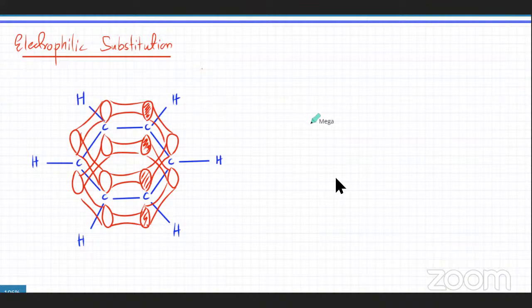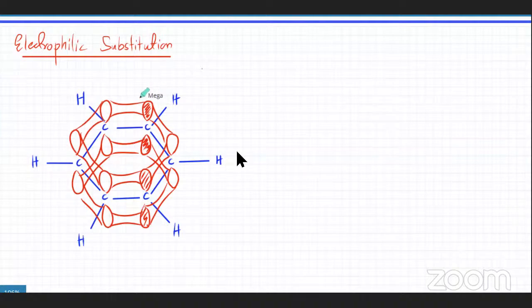So why is the reaction of benzene also electrophilic? What's the reason for that? Why do electrophiles get attracted to this? Pi electron cloud. Okay, so it's got a pi electron cloud, and because of the pi electron cloud, electrophiles are going to get attracted to it. So the same thing kind of happens.